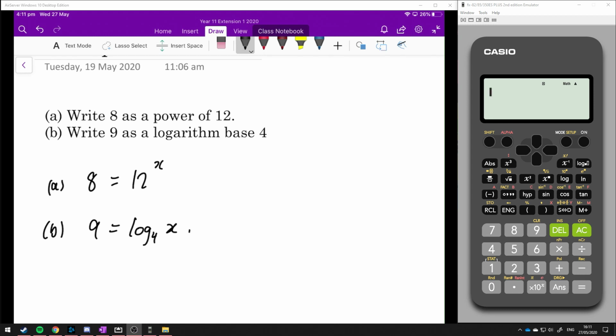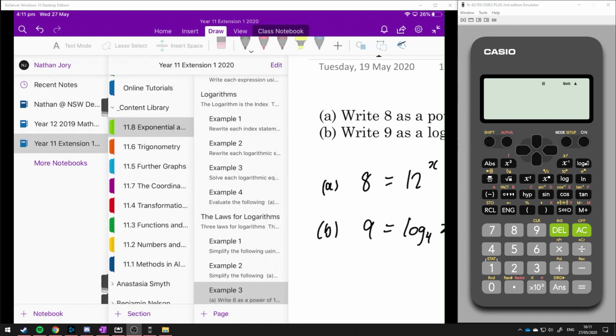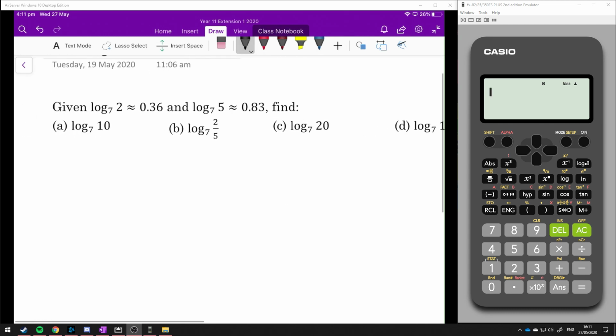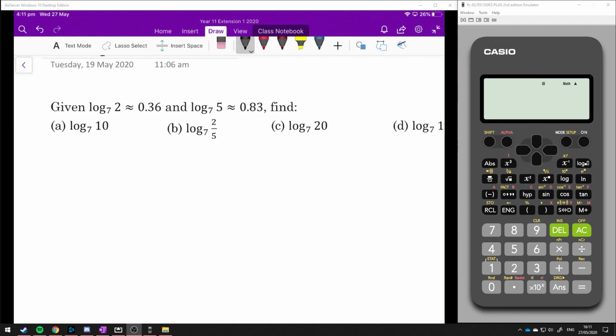So obviously not the hardest questions, but I just needed to show you what these ones look like so that you could actually answer them. Because if you don't know how to answer them, then what's the point? Okay, now these ones are cool ones because we're going to use some log laws to work them out. And because we've actually been given values, so that log 7 of 2 is approximately equal to 0.36, and log 7 of 5 is roughly equal to 0.83, we can actually give estimations of some other values.